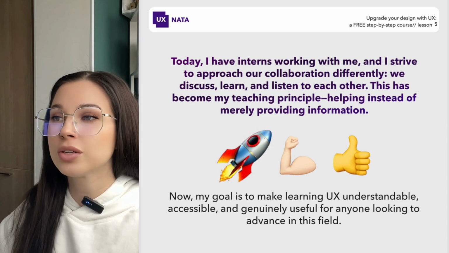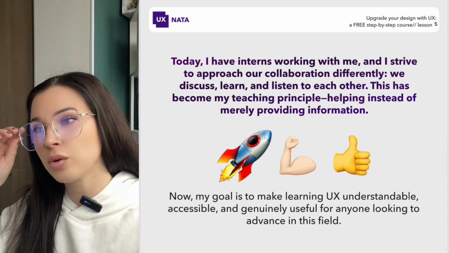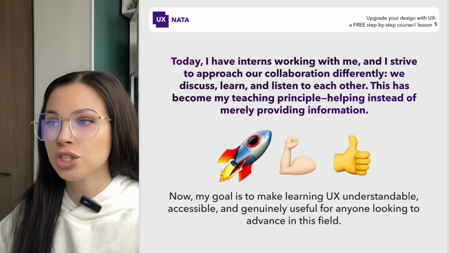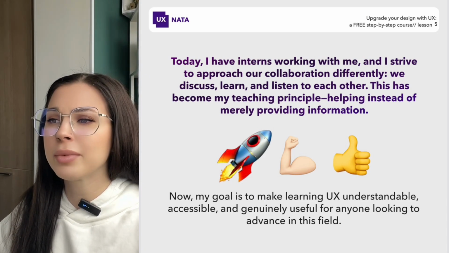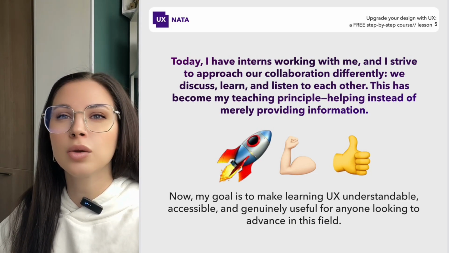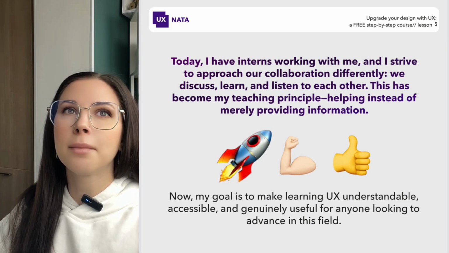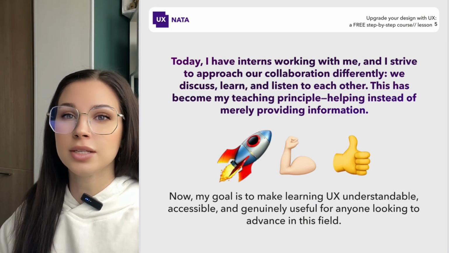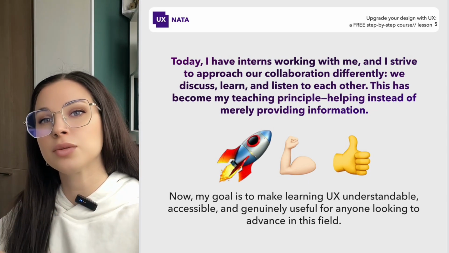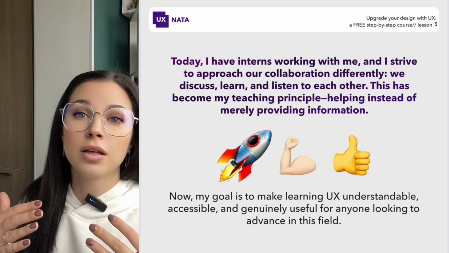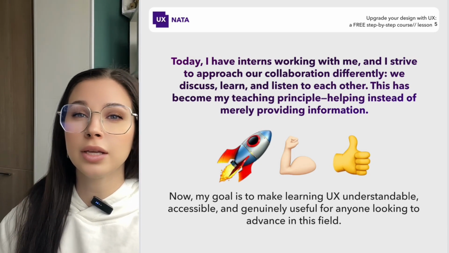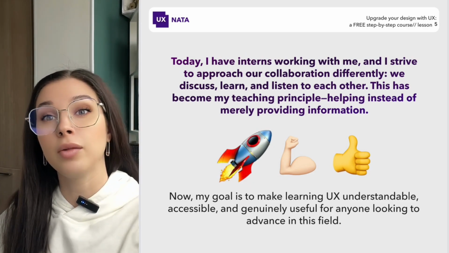Today I have interns working with me and I strive to approach our collaboration differently. We discuss, learn, and listen to each other. This has become my teaching principle, helping instead of merely providing information. So I like working in teams because it's really interesting and helpful to collaborate with people, because later you will collaborate with colleagues and new people, and it should be really helpful.